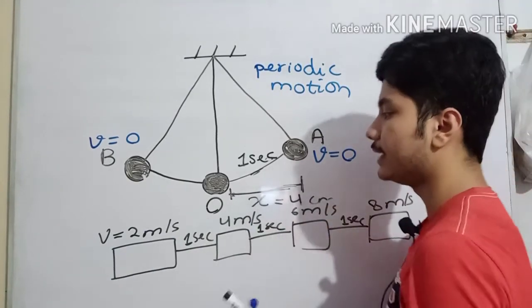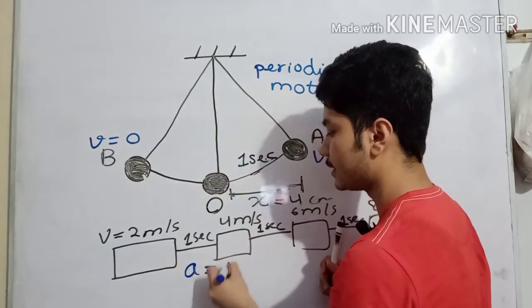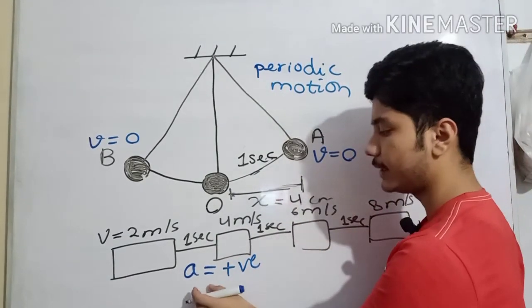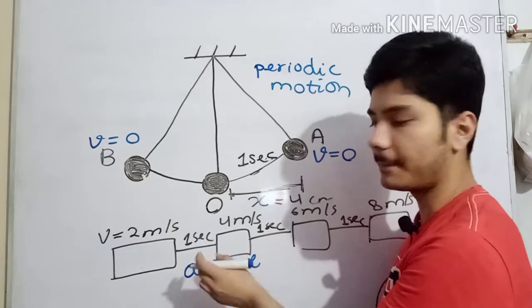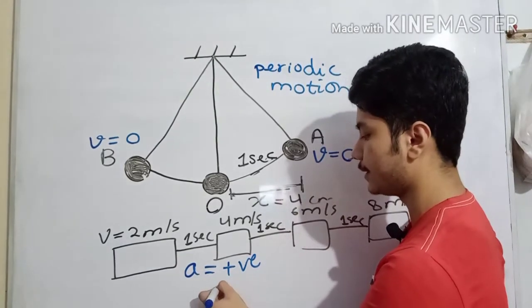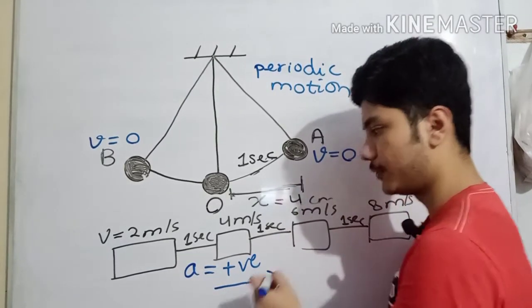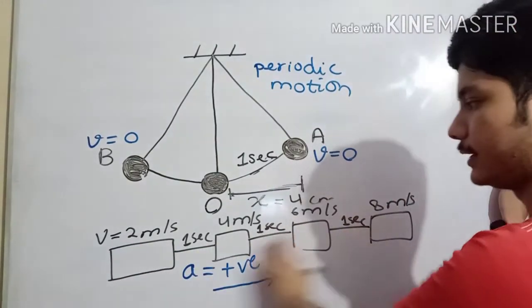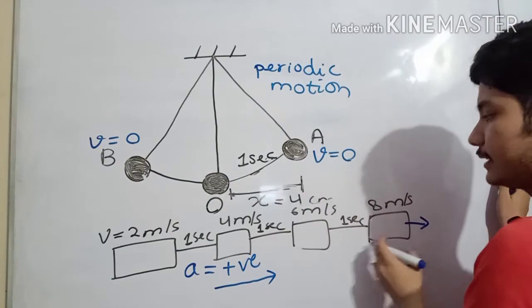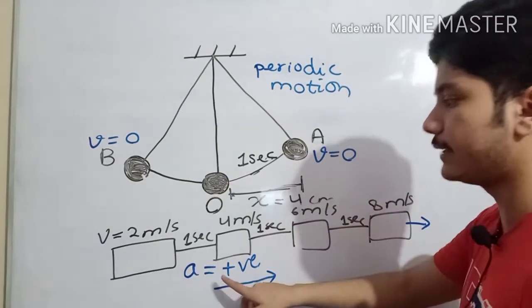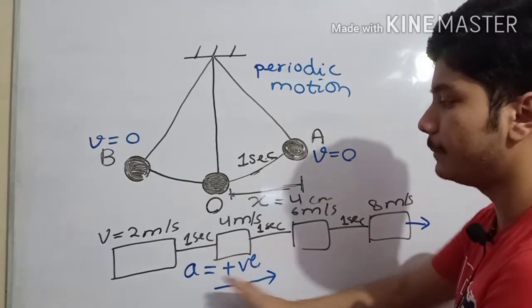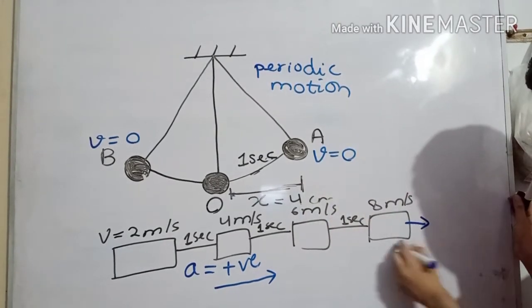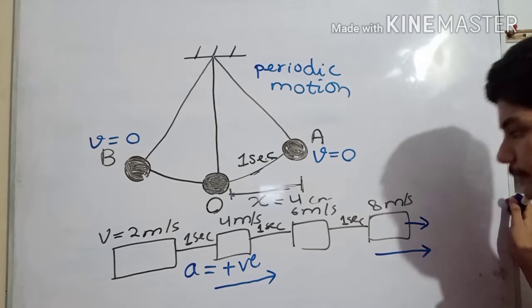So when its velocity is increasing, then acceleration must be positive, and since acceleration is a vector quantity, it represents that the direction of acceleration will be the direction of motion. You can see the car is moving towards the right. As acceleration is positive, the direction of acceleration will be the same as the motion. This is the direction of motion, and this is the direction of acceleration.